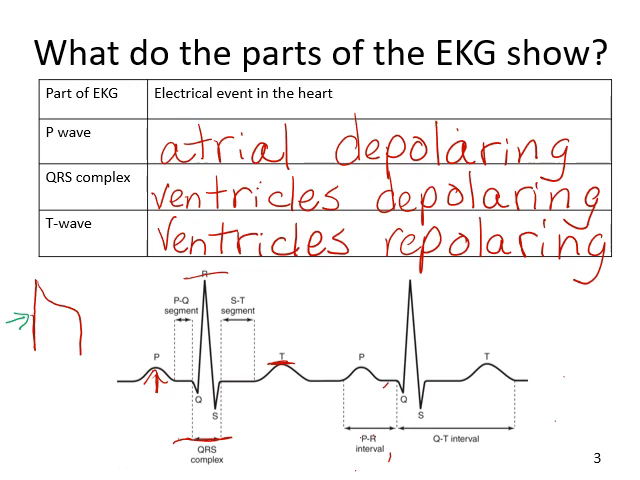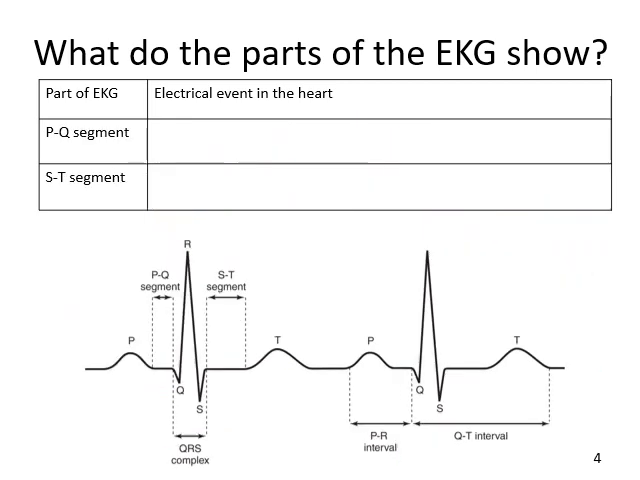So what about the atria? Don't they repolarize? The atria do repolarize, and they repolarize about right here. It's just such a small change in charge relative to what the ventricles are doing that it gets masked and hidden. So our waves are changes in charge. Our segments, and we have two of them, PQ and then ST, are flat areas of the line in between waves.